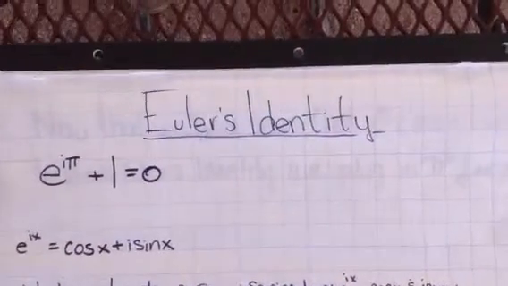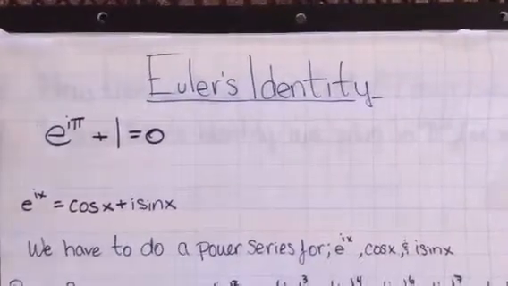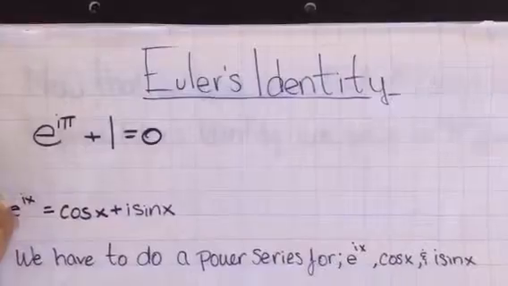Today we'll be proving Euler's identity. Euler's identity is the following: e to the power of i pi plus 1 equals 0.